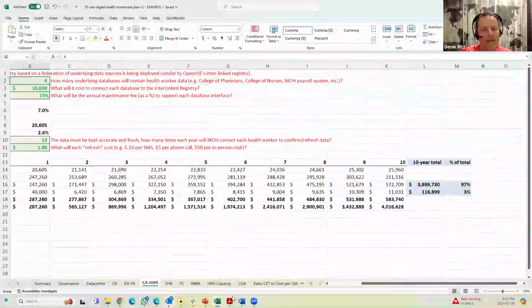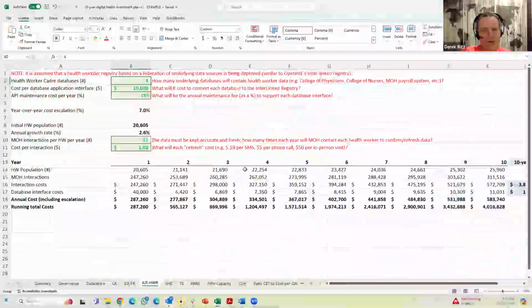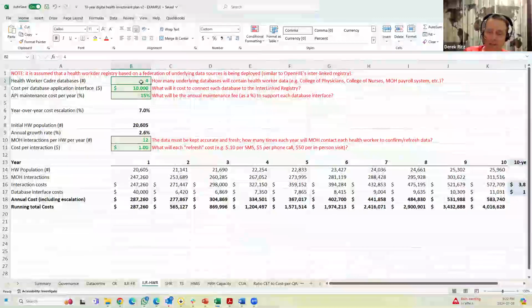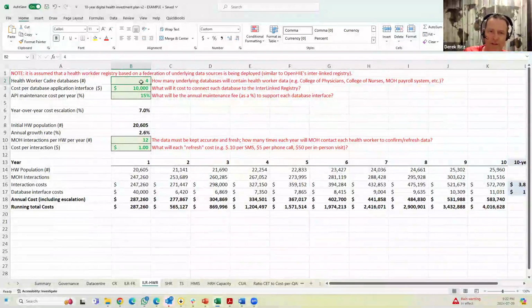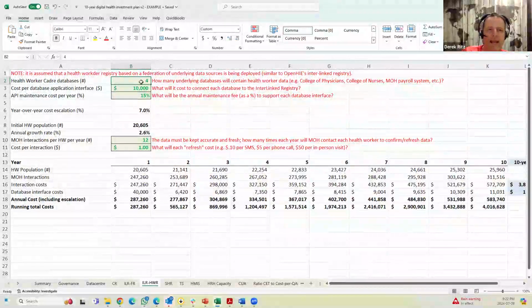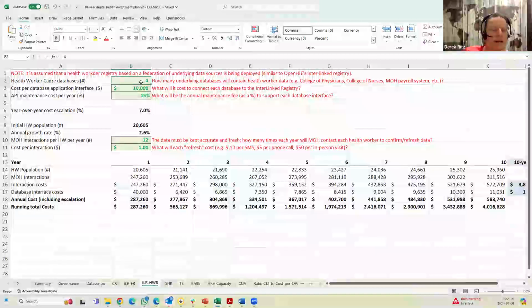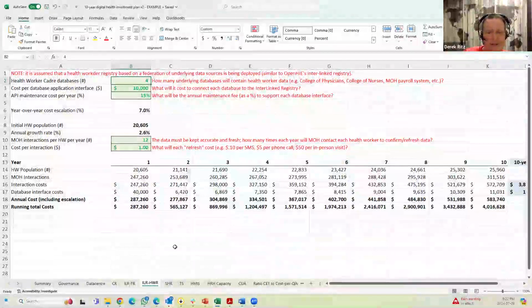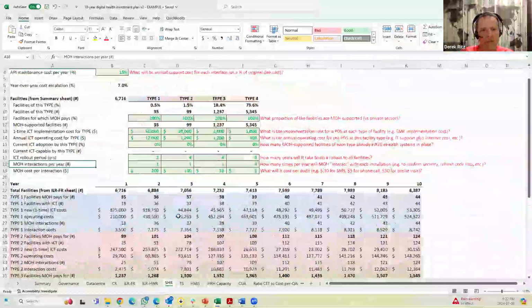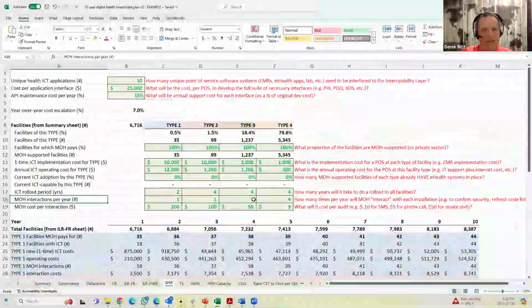Very similar to drive the costs for the health worker registry. How many underlying databases are there? I always use the example: the College of Nurses, College of Dentists, College of Pharmacists, College of Physicians and Surgeons. You'll have multiple of these underlying databases, and then you have to have an interface to bring that content into the health worker registry.